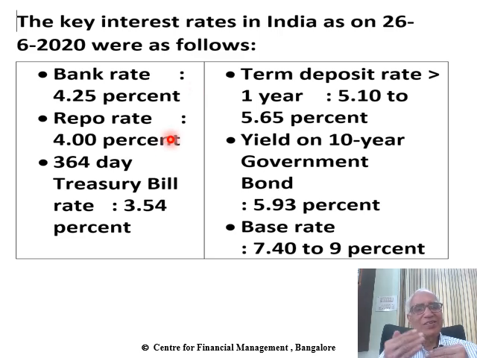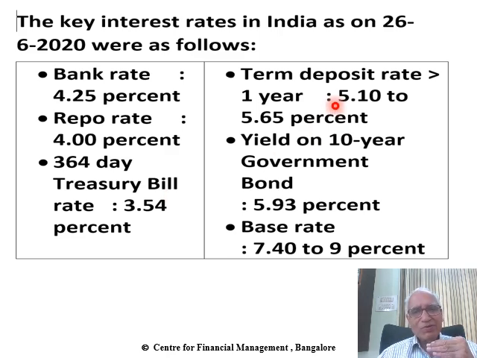Repo rate is the rate at which commercial banks can borrow from Reserve Bank of India by selling securities with an agreement to repurchase them after some time. 364 days treasury bill rate is the rate at which treasury bills which have a maturity of 364 days are issued. Treasury bills are issued with an initial maturity of 91 days, 182 days and 364 days.